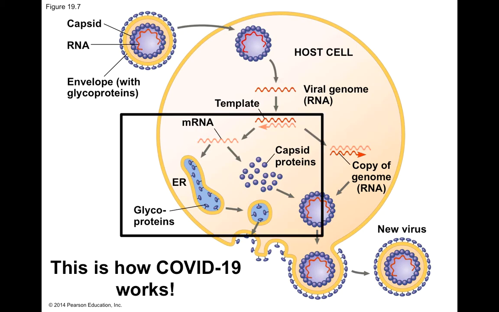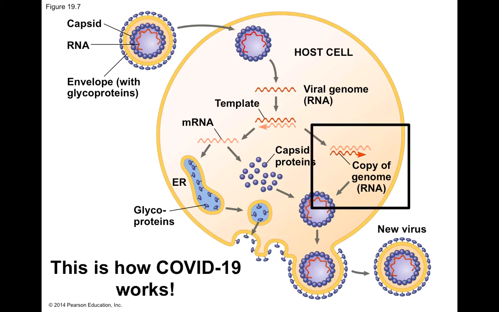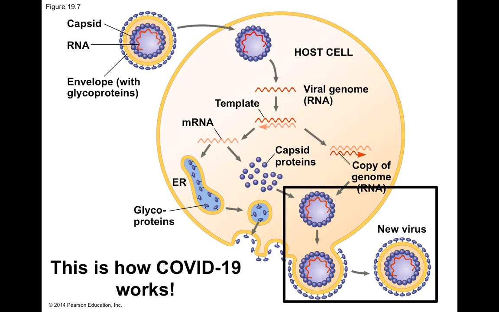Over on the left, the messenger RNA is translated to make glycoproteins for the cell membrane, which will become the new envelopes and capsids for the new viruses. Over on the right, the same viral RNA polymerase makes new copies of the viral RNA for the new viruses. After spontaneous self-assembly, the new viruses bud from the host cell, taking pieces of the cell membrane with the glycoproteins as its new envelope.